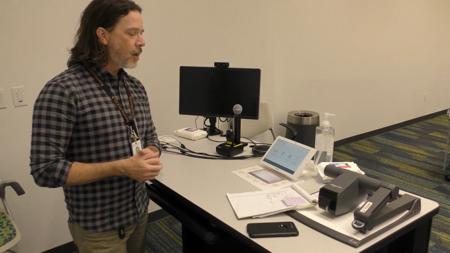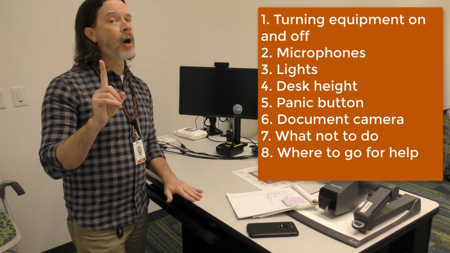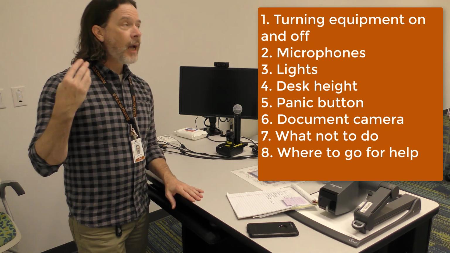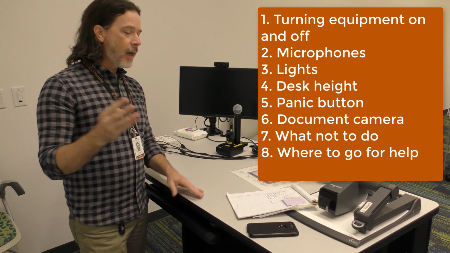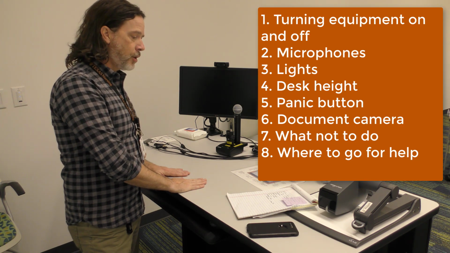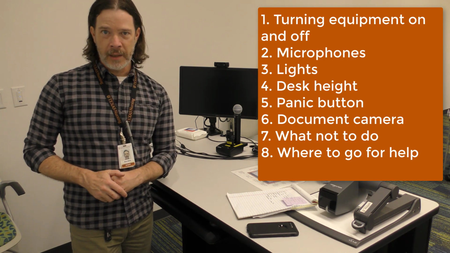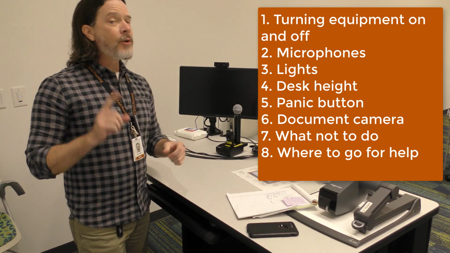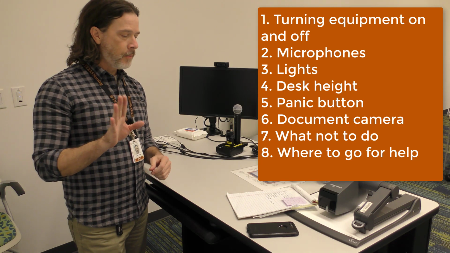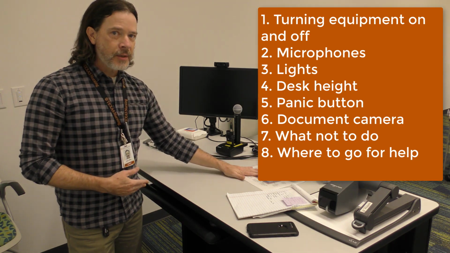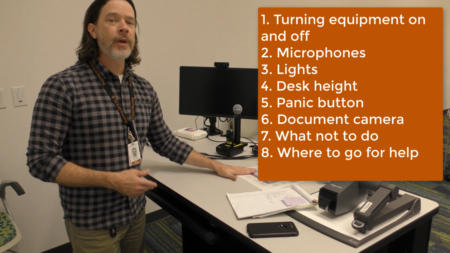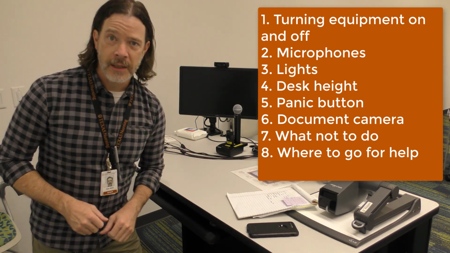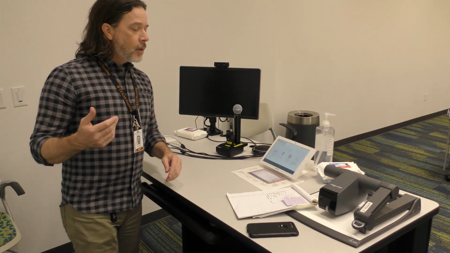In general, I'm going to talk about the basics of how to turn on our classroom equipment, how to turn it off, how to use our microphones, how to adjust the lights in the room, how to adjust the height of the desk that you're using, what the panic button is, how to use the document camera, how not to turn off the system, and a little bit of information that's here on the tables for you in case you have questions or you need help. So that's our table of contents for today. So let's jump into it.